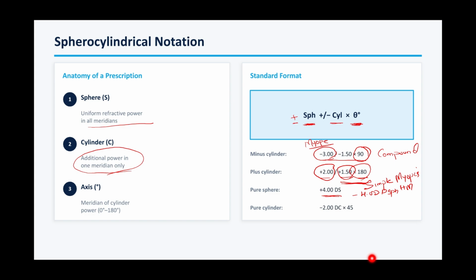Now suppose the patient doesn't need a spherical correction, then only the cylindrical correction that is required is mentioned, the power of the cylinder and the axis at which it is required. So this is how a spherocylindrical prescription looks like.